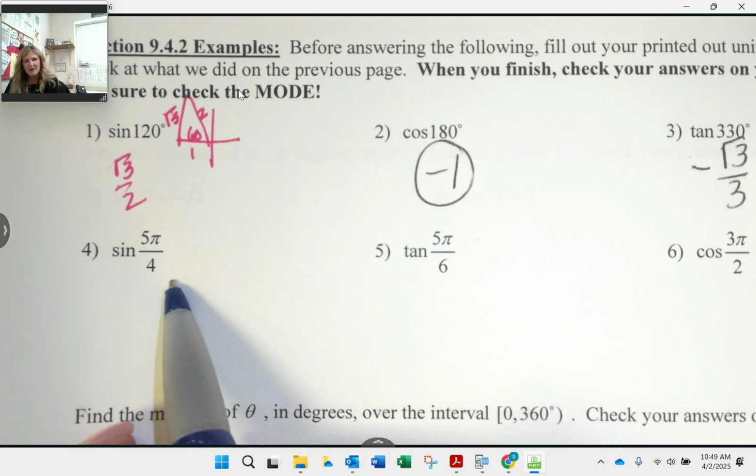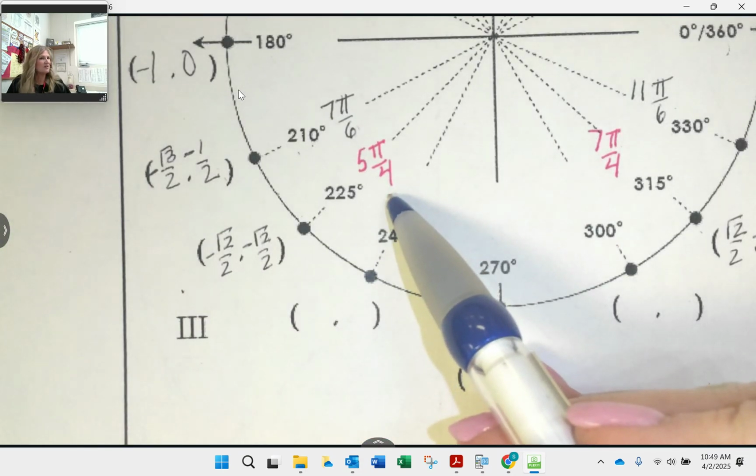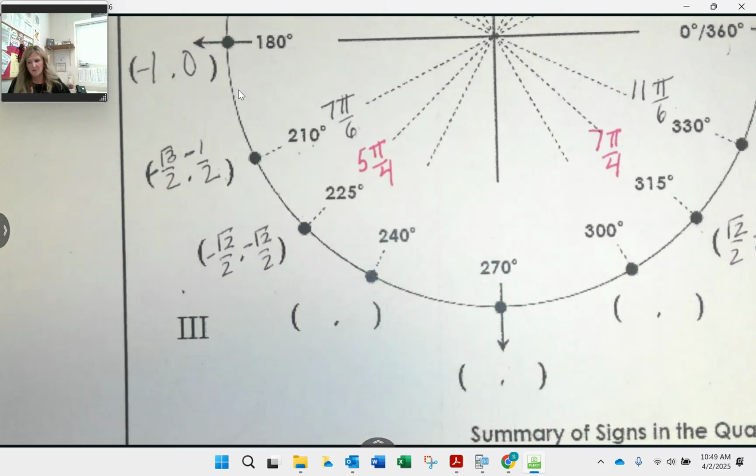Okay, sine of 5 pi over 4. 5 pi over 4. What do I just look at for the sine? Is it the x or the y? The y value right there.